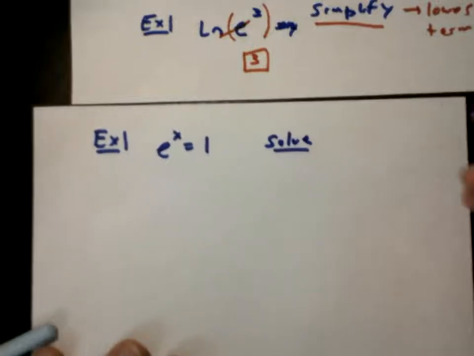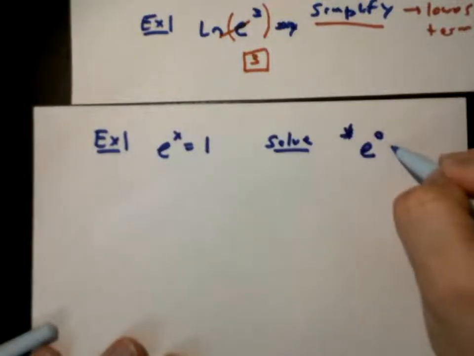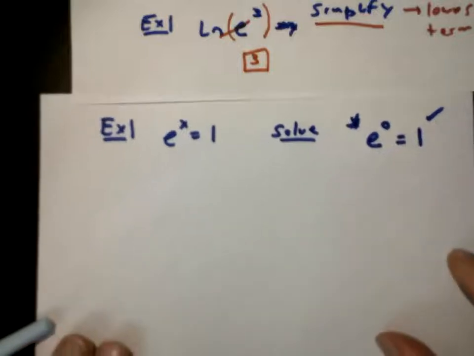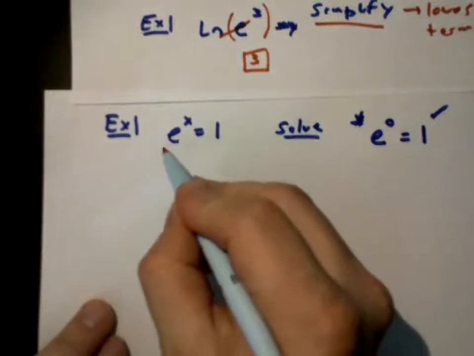Now, if you're thinking about this, you know that e to the 0 is 1. So technically, you already have the answer. But what if a person didn't know that? Well, what could they do to help us do this? Well, maybe they're trying this.